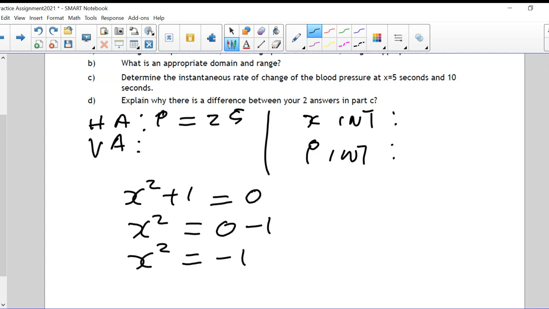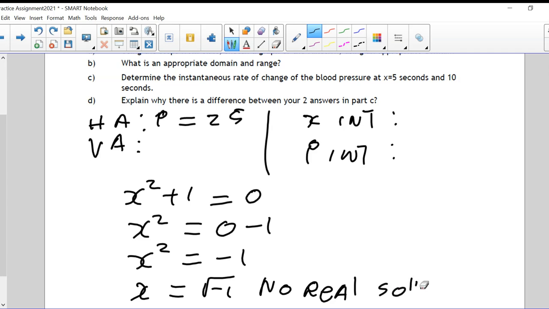Because you can't solve it. Thank you very much. Because your next step would be to say that x is equal to the square root of minus 1, which has no real solution. I know that some of you are eager to get into imaginary numbers, but there is no real solution. And if there is no real solution, there is no VA.